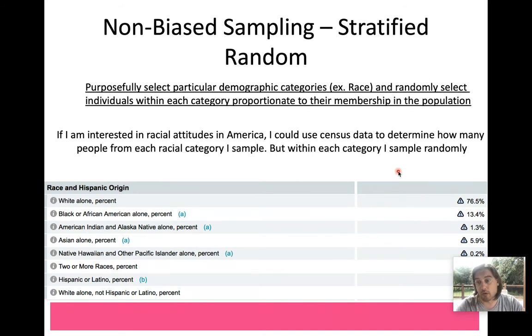The problem with stratified random sampling is that it becomes difficult when you include more than one demographic variable. So let's say that, okay, I want to use race, I want to use gender, and I want to use sexual orientation. So now I have to know, okay, of white people, exactly what percentage are male and female. It's going to be close to 50-50, but probably not exactly 50-50. What percentage are male or female? And then of males, what percentage are heterosexual? What percentage are homosexual? What percentage are asexual, right?